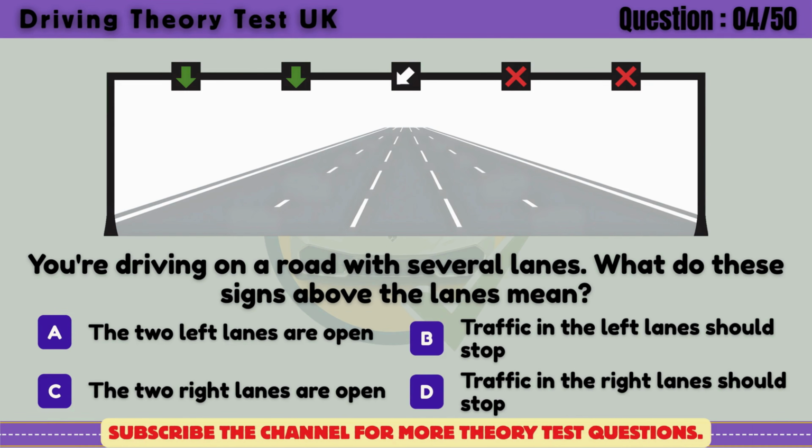Question 4. You're driving on a road with several lanes. What do these signs above the lanes mean? Option A. The two left lanes are open. B. Traffic in the left lanes should stop. C. The two right lanes are open. D. Traffic in the right lanes should stop.